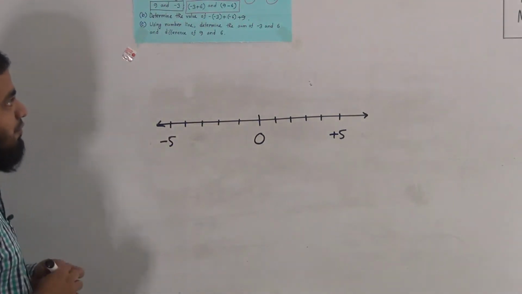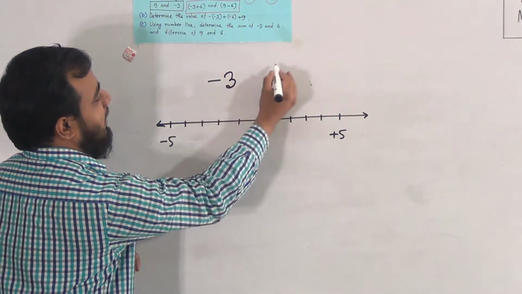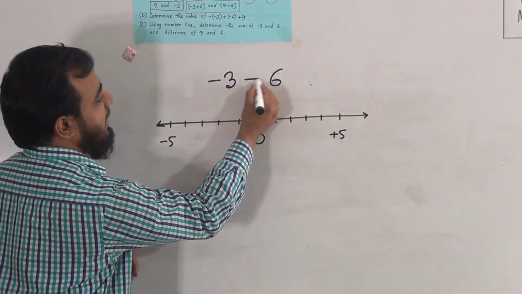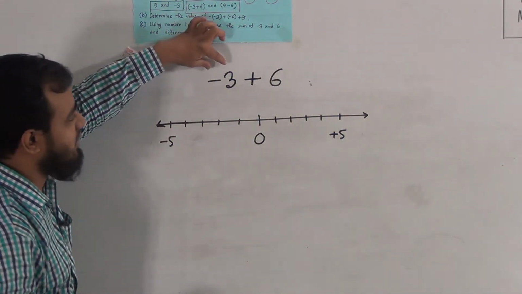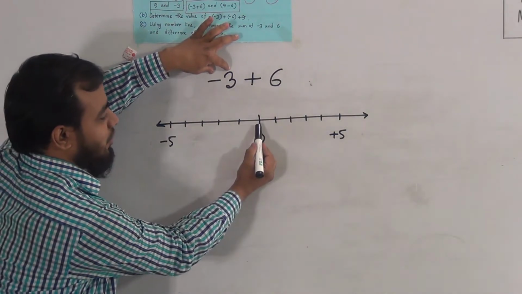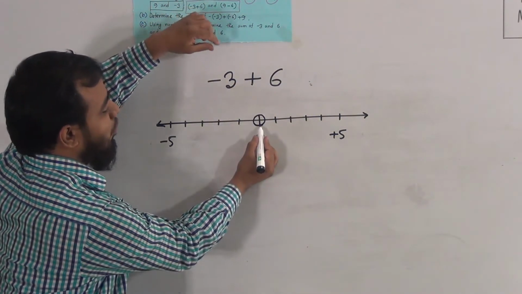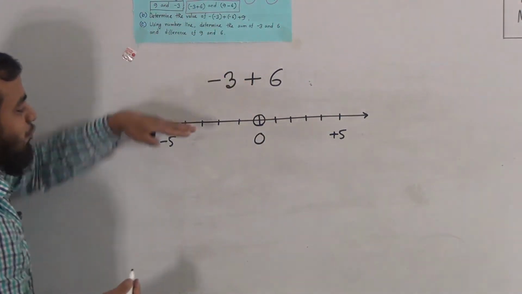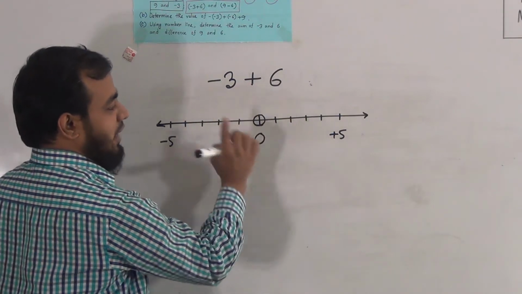Now look, we have to solve this: the sum of minus 3 and 6. That means addition of minus 3 and 6. The first number is minus 3. First of all, our initial point is 0. From the initial point, we should go to the left side if we have a minus sign, and we should go to the right side if we have a plus sign in front.